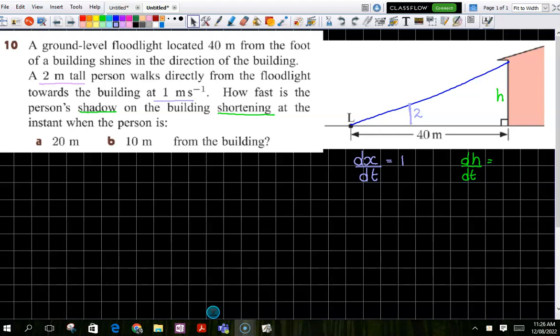We ran out of time last lesson to do 10. The only reason I put that off was because it used similar triangles, and there was one little bit that you've got to think about. So if we're looking at this situation, you happy?